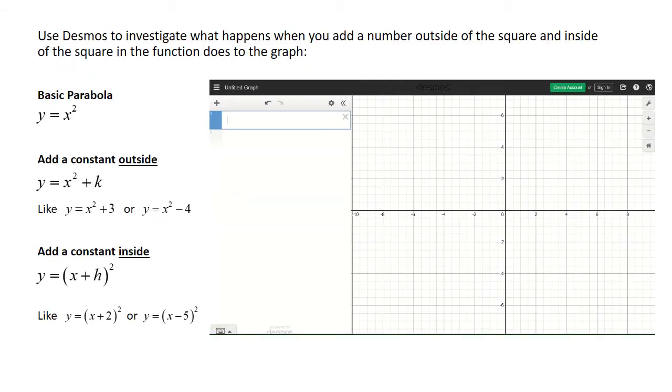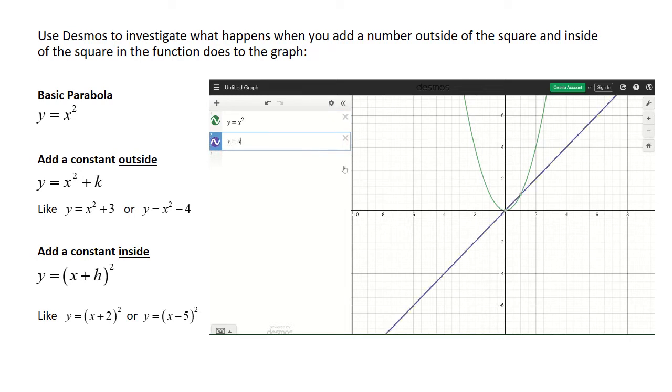Let's use Desmos to investigate how adding or subtracting a number in the equation of a parabola affects the graph. Let's start with the very basic y equals x squared, graphed in this case in green on our grid. Now let's adjust that by adding a constant to the outside of x squared. So for instance, y equals x squared plus 3.